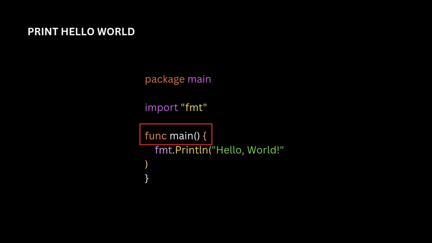And finally, inside the curly braces, we write fmt.Println("Hello World"). Println simply prints the given text to the console and then moves to the next line. So, every Go program basically starts with a package, imports the libraries it needs, has a main function, and contains the code we want to execute.